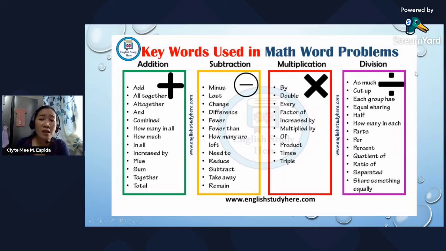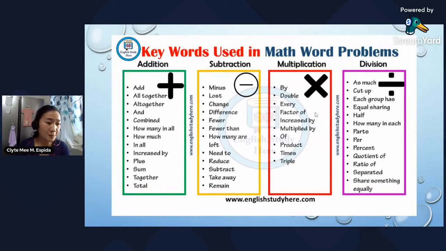So we mean multiplication. For division, we have the words as much, cut up, each group has, equal sharing, half, how many in each, parts, per, percent, quotient of, ratio of, separated, share something equally. So we mean division. So these keywords are very important when we're going to solve math word problems later. So I hope you can remember these keywords.